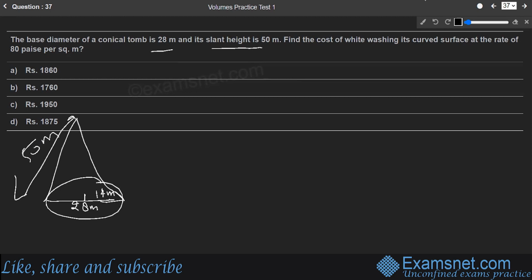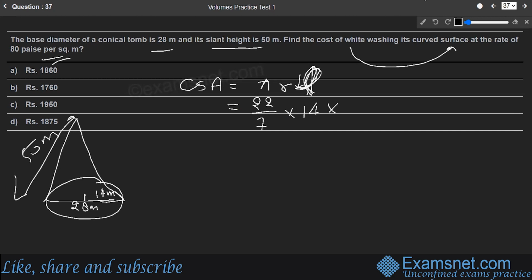He's saying find the cost of whitewashing the curved surface area at the rate of 80 paise per square meter. So we need to first find out the curved surface area, then we can multiply that CSA with the rate. So let us see the curved surface area of the cone. That is nothing but pi RH. We have got the value of R and H, also 22 by 7. Radius value is given to us as 14, that is 28 by 2, and slant height, rather this is pi RL, not pi RH, and the slant height given to us is 50.